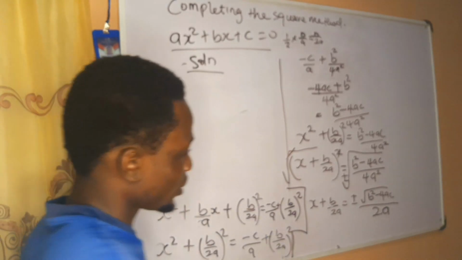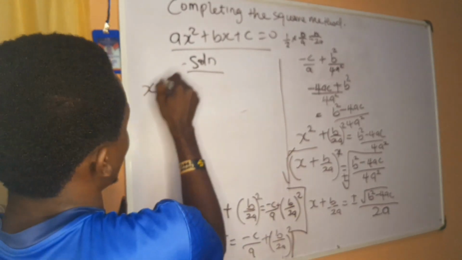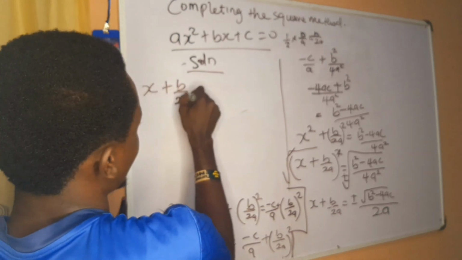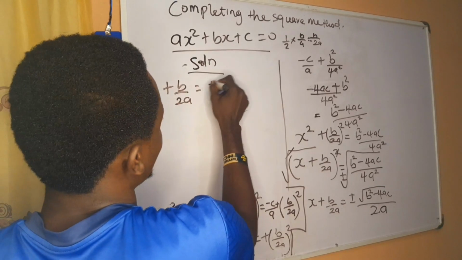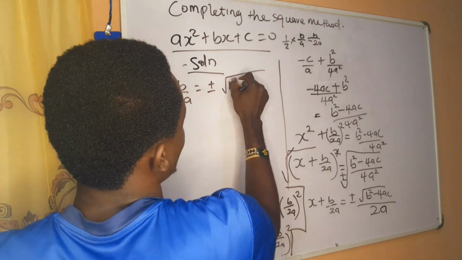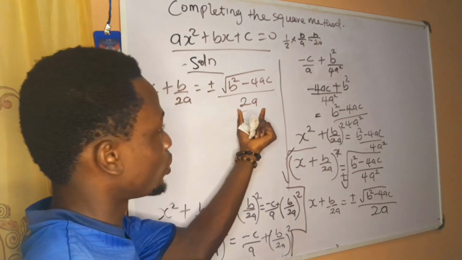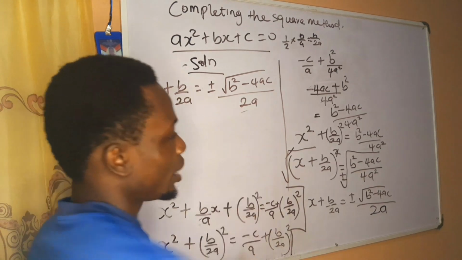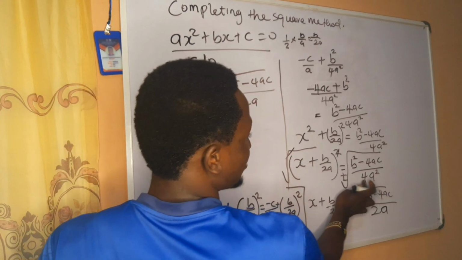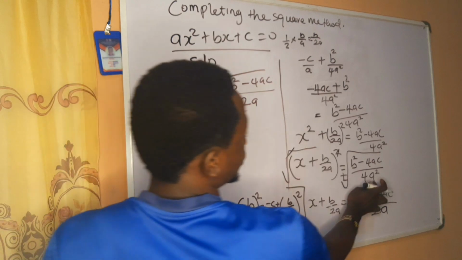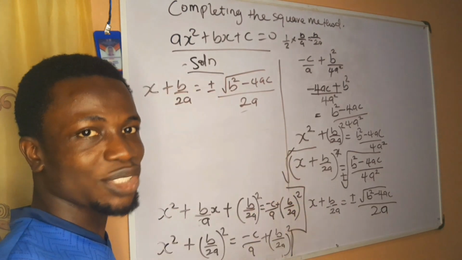So what is the next thing we're going to do now? Let me bring it up. We have x plus b over 2a is equal to plus or minus square root of b squared minus 4ac all over 2a. Recall how we simplify this to 2a: in the denominator over here, we can find the square root of 4, which is 2, and the square root of a squared, which is a. So what do we do next?